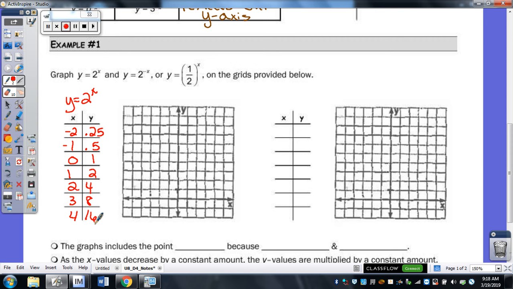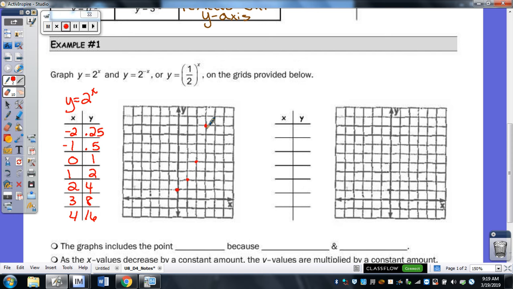So I'm going to graph first my 0, 1, because that's nice and easy to graph, so I always like to graph the easier ones first. And then I'm going to graph 1, 2, and then I'm going to graph 2, 4, 3, 8. And then as I said, 4, 16, that's not going to fit on the graph, so I'm not going to draw that one.